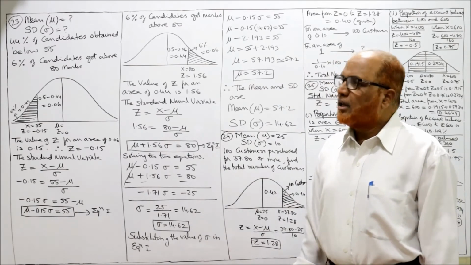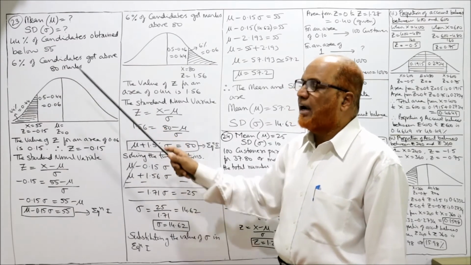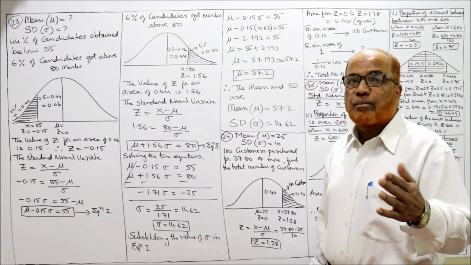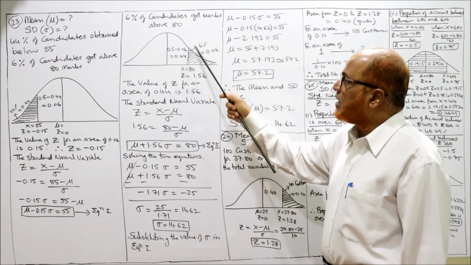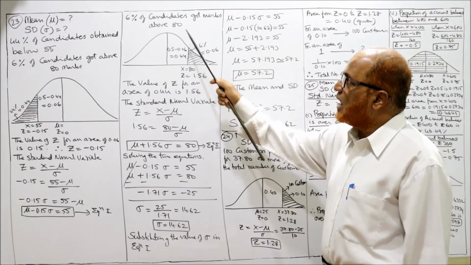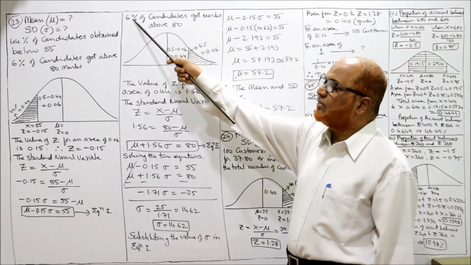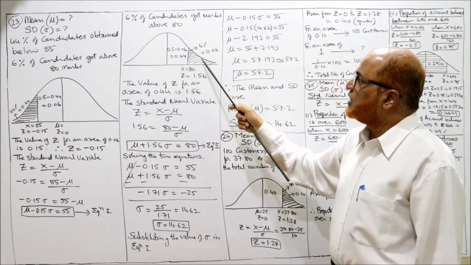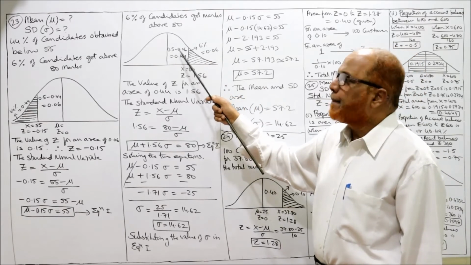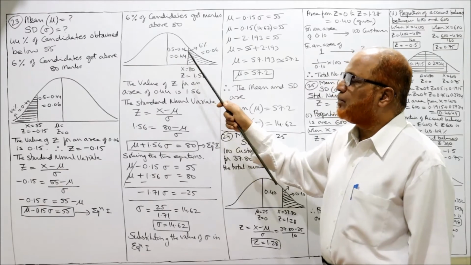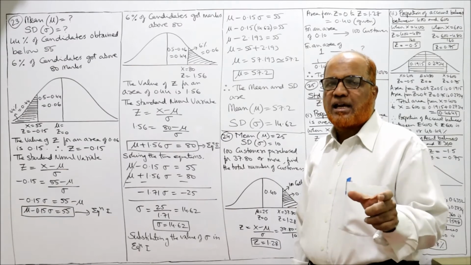Now we'll make use of the second information: 6% of candidates got above 80 marks. Above 80, more than 80. So I'm taking x is equal to 80 here, and on the right side this shaded region is above 80. The percentage given is 6%. So this shaded area is 0.06. Now we find the unshaded area. 0.5 minus 0.06, you get 0.44. Unshaded area is 0.44.